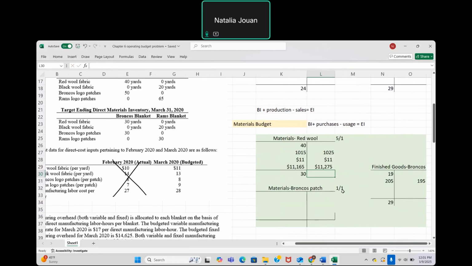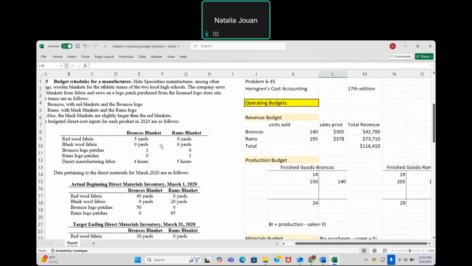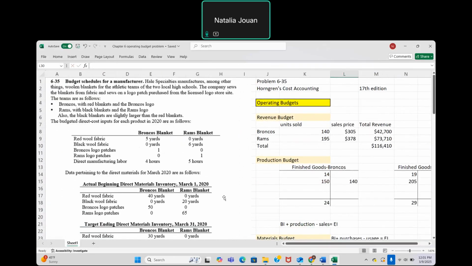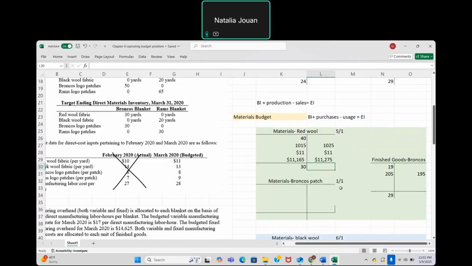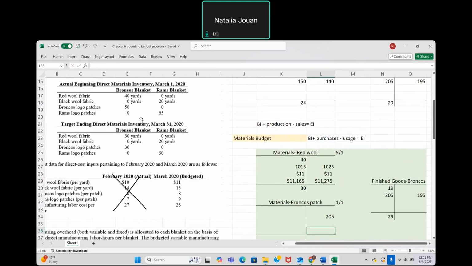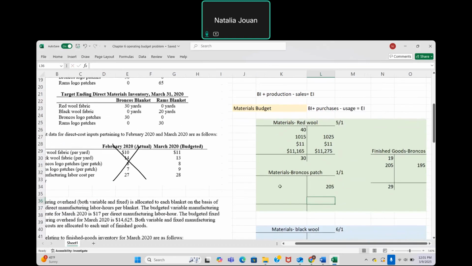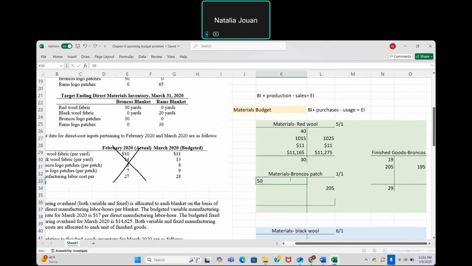Now we're being told that we need only one patch per blanket. Okay, so I have the ratios here, so you can see what I'm doing. But we only need one patch per blanket, so we're only going to need 205 patches. And let's see how much we have at the beginning. It says that we have 50 patches at the beginning and 30 patches at the end. Let's figure out how many we have to buy.